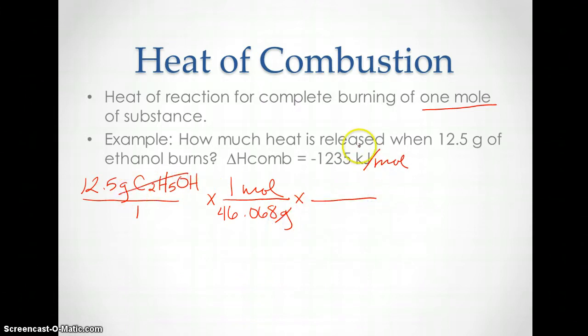Now we can use our heat of combustion, 1235 kilojoules per mole. So our moles cancel, and when we do that calculation, we get 335 kilojoules of heat released, so those need to be negative, when 12.5 grams of ethanol burns. So that's how you would use the heat of combustion.